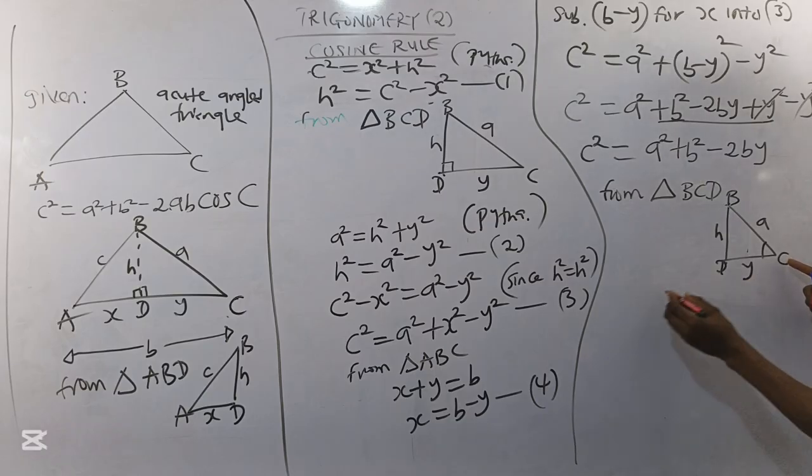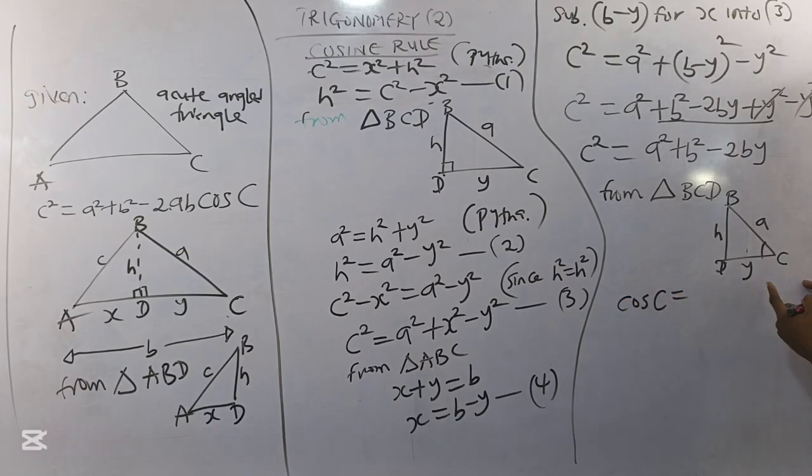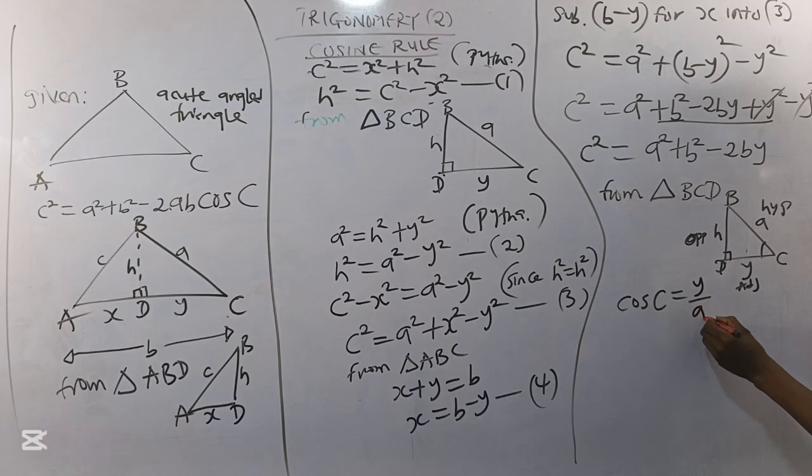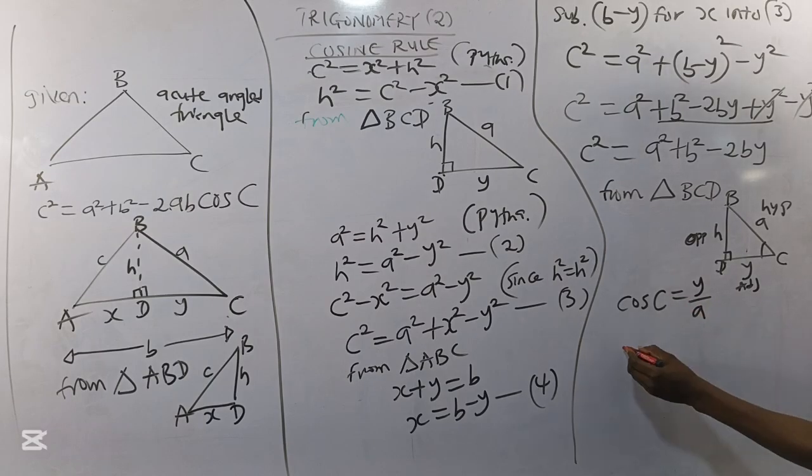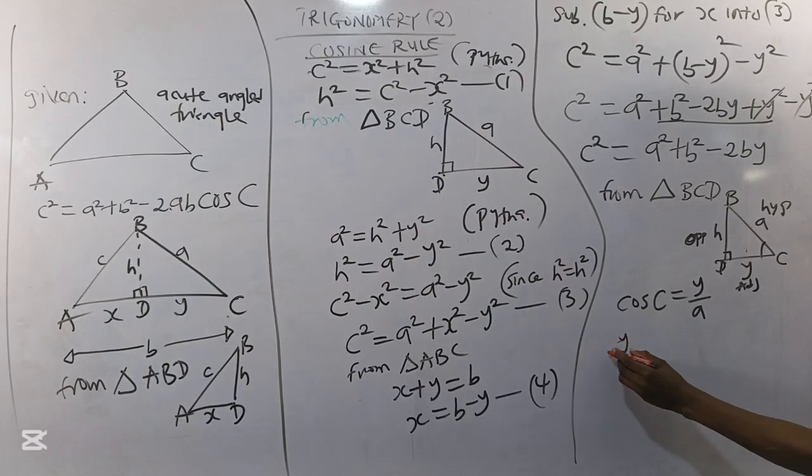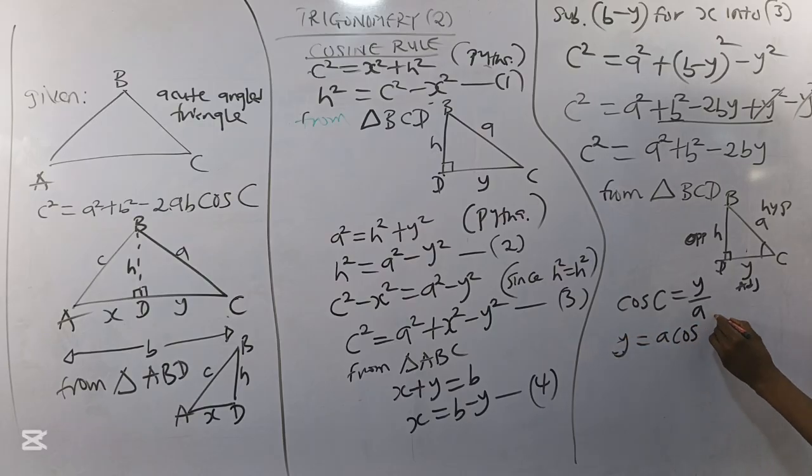We can see that cos of C, I'm using this angle, so this is my hypotenuse. This angle makes it to be opposite. And Y becomes adjacent. If you've been following our previous classes, you will understand what we are doing here. So cos C is adjacent over hypotenuse, which is Y over A. If I cross multiply, I will have Y to be equal to A cos capital letter C. I can take this as my equation. Let this be equation 4 and let this be equation 5.